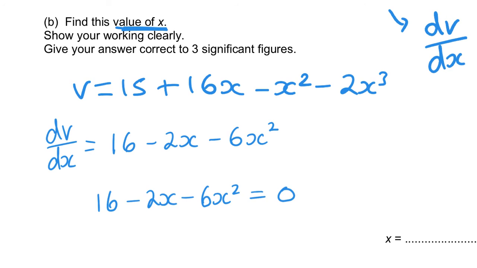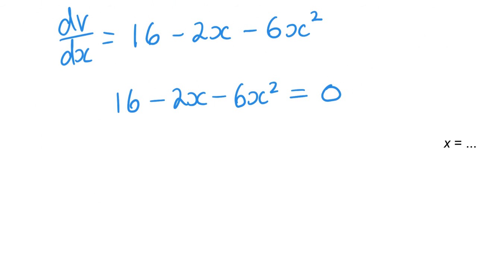Now, this is going to equal 0. And I can now solve this quadratic. How you choose to solve this is up to you. We should be at a stage where we can factorize. You can take the 2 out. We could factorize out 2 to make our life easier. So if I factorize out 2, I'm going to get 8 minus x minus 3x squared.